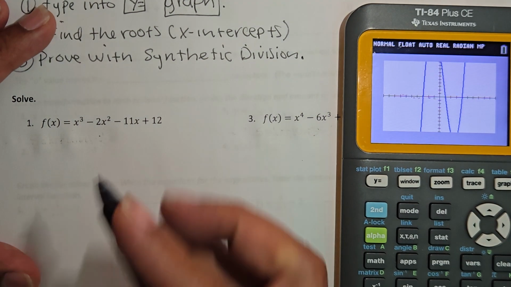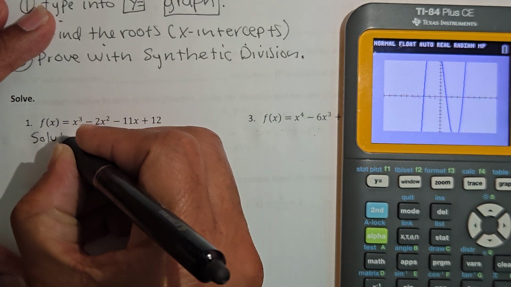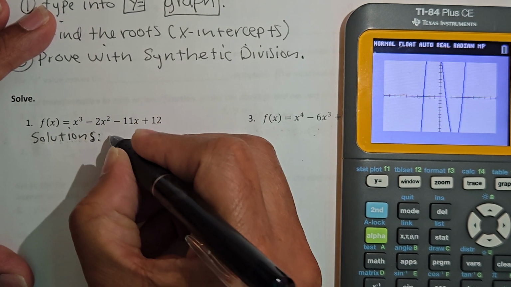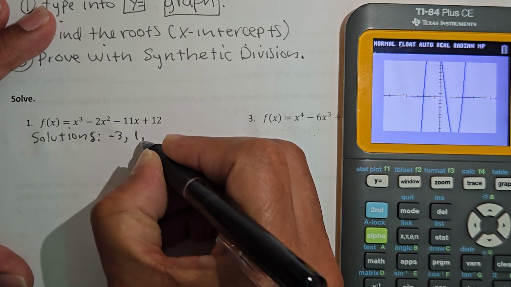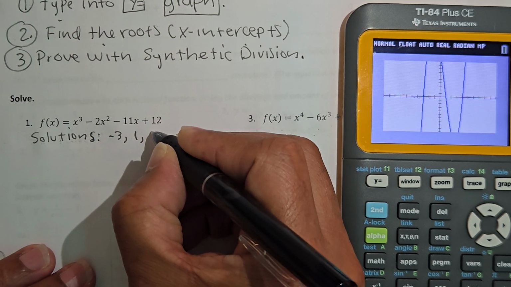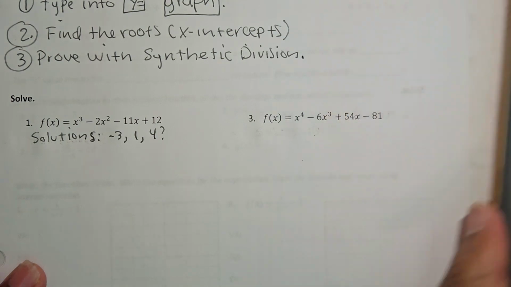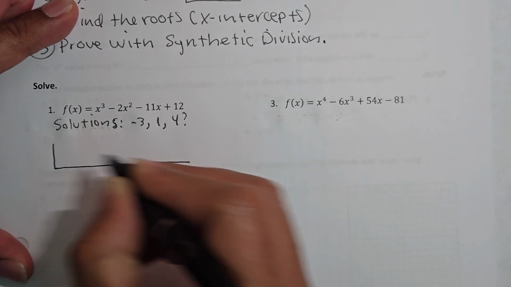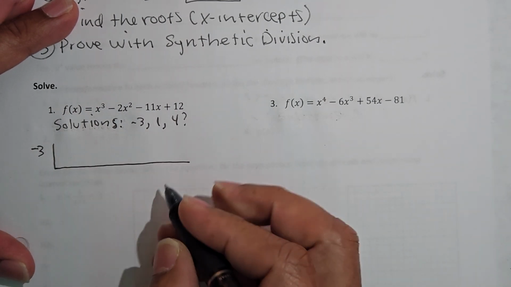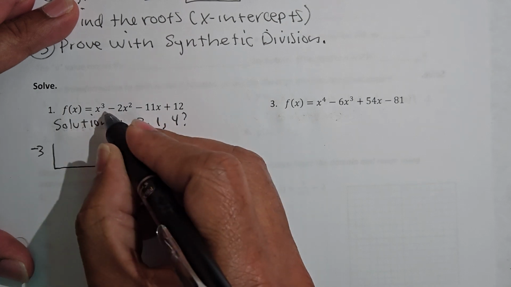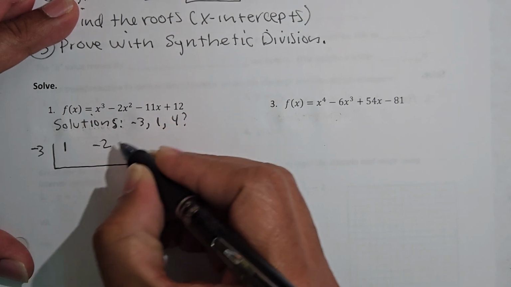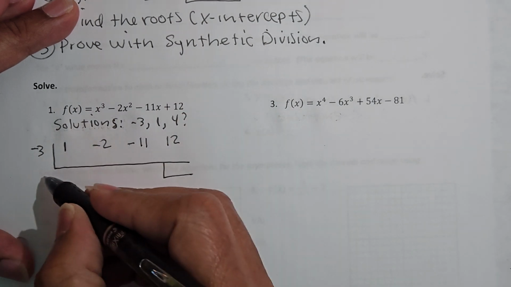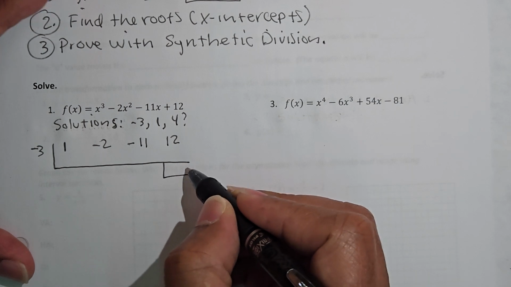Now let's use synthetic division. First I'm going to write the solutions so I don't have to keep looking at the calculator: -3, 1, and 4. Let's set up synthetic division. The first solution is -3. The coefficient of x to the third is 1, x to the second is -2, x to the first is -11, and the constant is 12. If this is true, then at the end we should have a 0 remainder in this box.